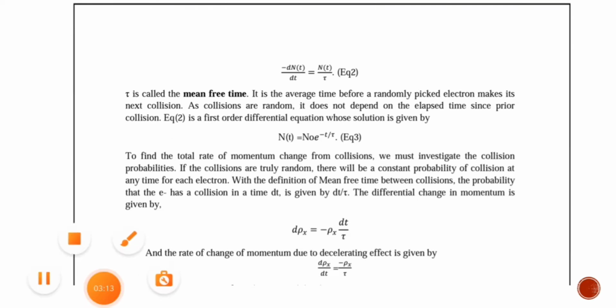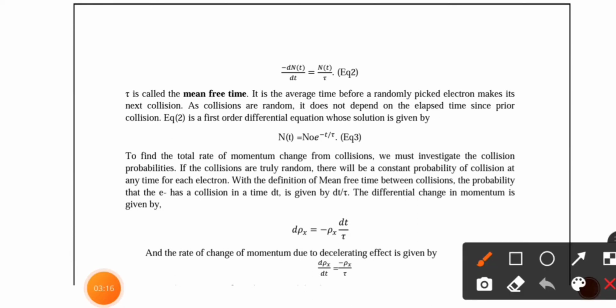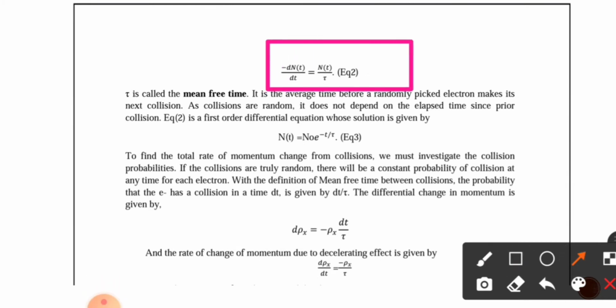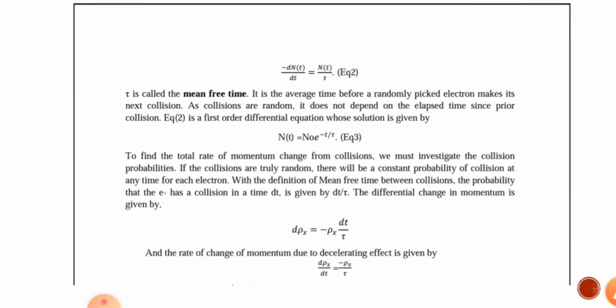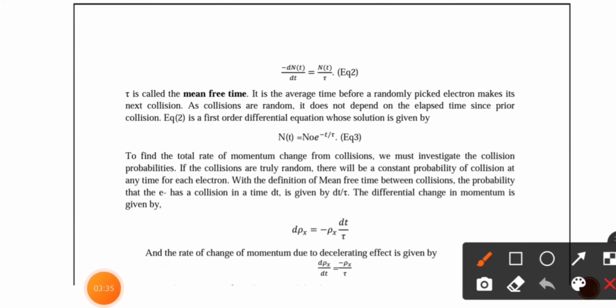We are not going into the solution of this particular differential equation. We are directly writing the solution. The solution of this first order differential equation is N(t) is equal to N0 into e raised to minus t by tau, where tau is the mean free time and N0 is the number of electrons at time t equal to 0.